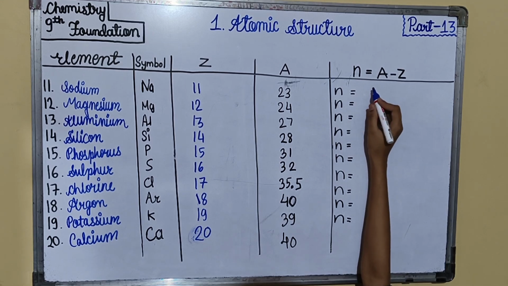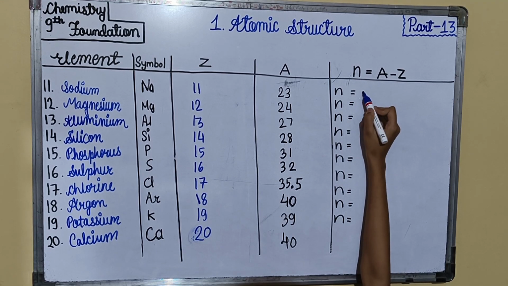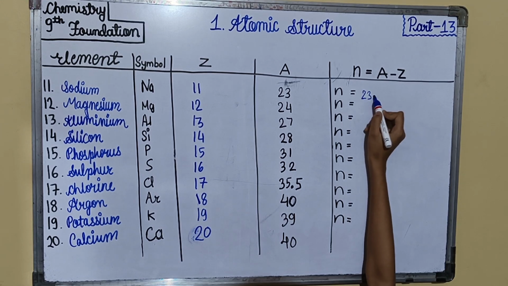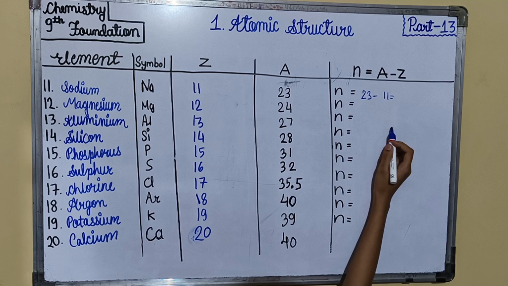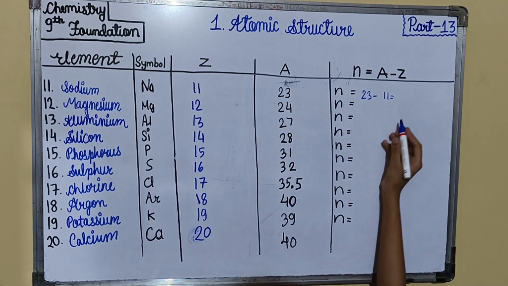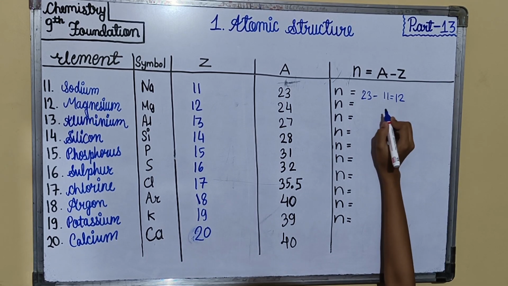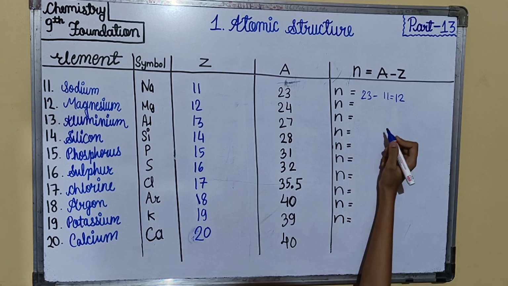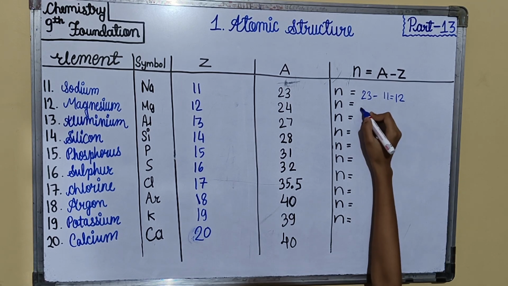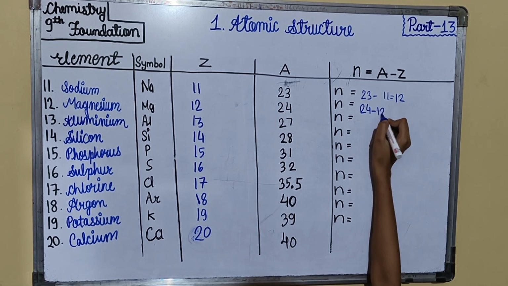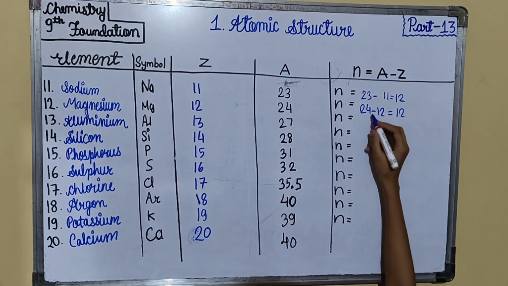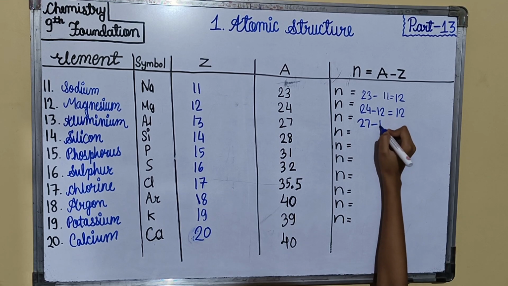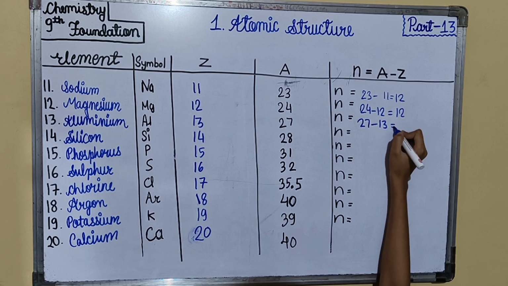Now sodium's neutron number is 23 minus 11, that is 12. Then magnesium's is 24 minus 12, that is 12. Aluminium's is 27 minus 13, that is 14.